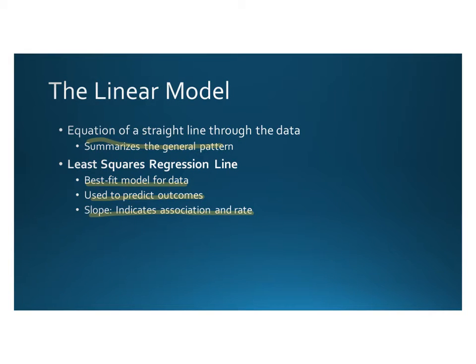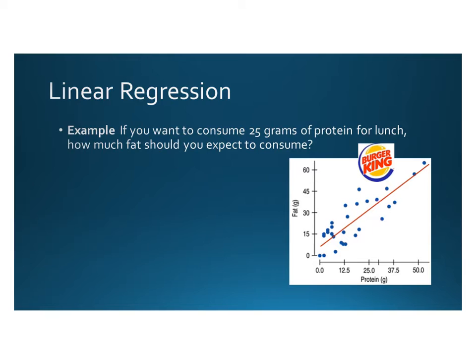So for example, if the slope is positive, then we have a positive association. And rate would be like your slope, so your change in y values over the change in x values. So let's look at an example. So let's say we want to consume 25 grams of protein for lunch. How much fat should you expect to consume? And notice we're at Burger King. We have a nice scatter plot with a line through the scatter plot. Notice protein is our explanatory variable, fat is our response variable, and let's move on.